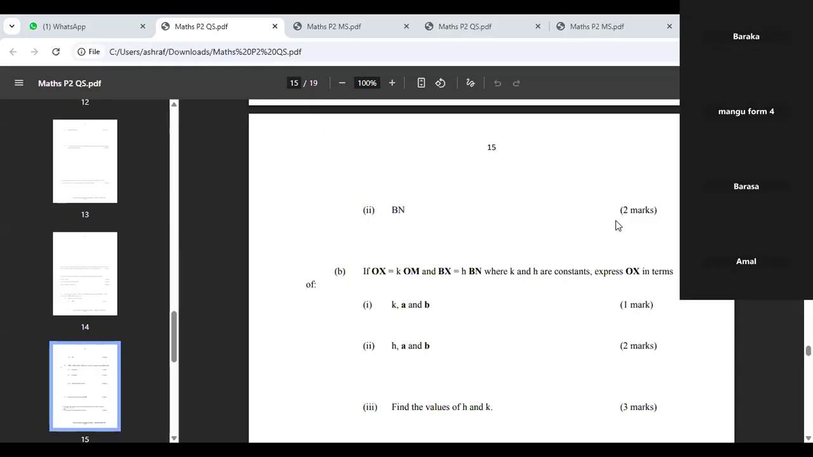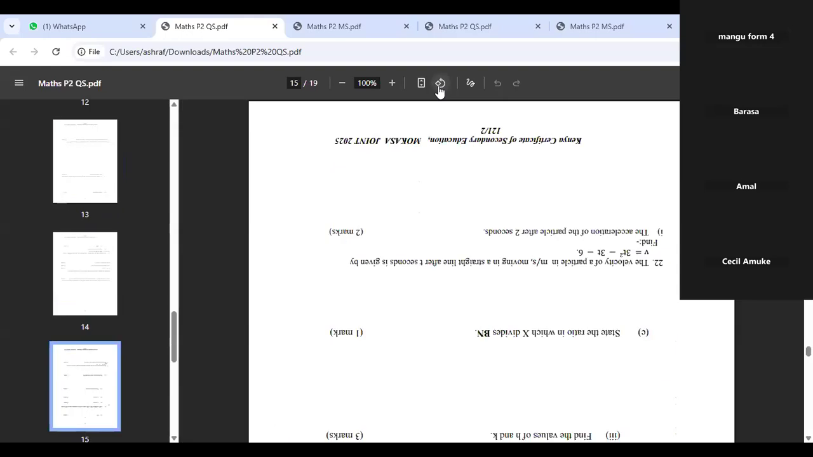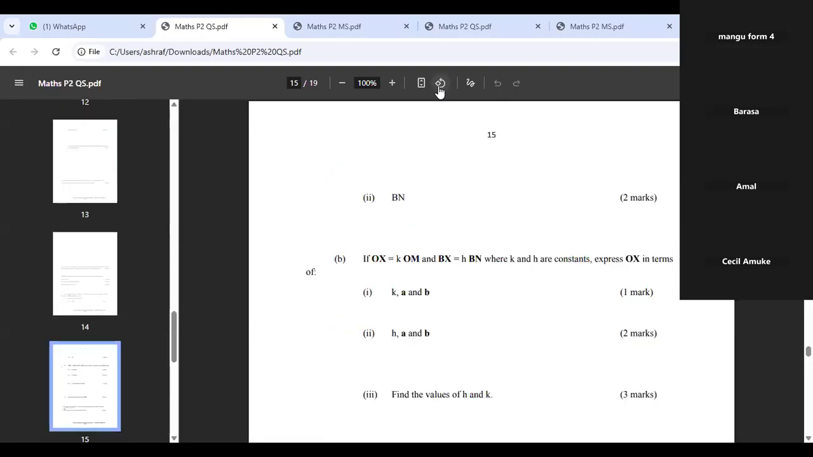So our two values of... Baraka, your hand is up. Yes? I found my values of K as 3 over 7 and H as 6 over 7. Okay. Before we find the values, read for me your two equations for OX.